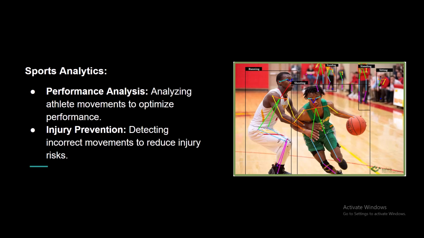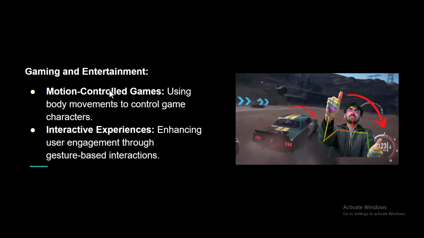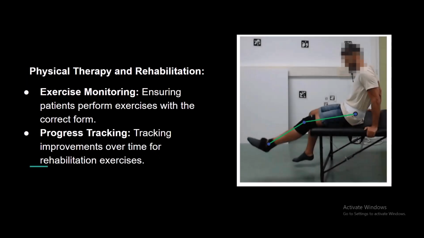Pose detection can also be used in sports analytics, so it can be used to analyze athlete movements to optimize their performance. Similarly, it can detect incorrect movements to reduce their injury risks. Pose detection is also being used in the gaming and entertainment industry. In gaming, it is being used to control game characters based upon our body movements. Similarly, in the entertainment industry, it is being used to enhance user engagement through gesture-based interactions. Pose detection is also being used in physical therapy and rehabilitation.